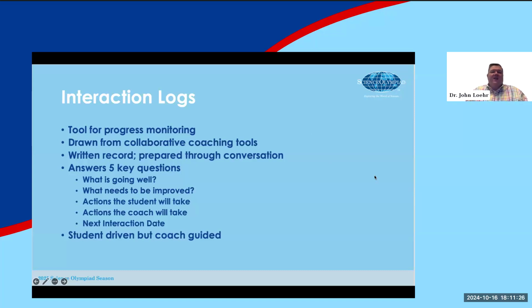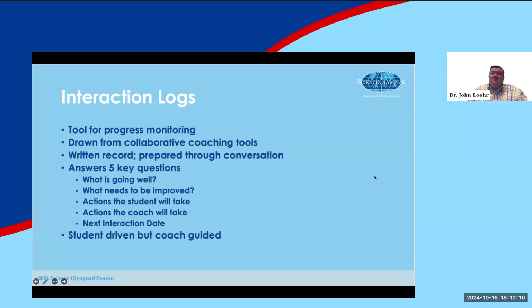The tool is the interaction log, and it's a tool for progress monitoring. It's something I've taken from when I was doing work as a collaborative coach. The idea is it's just a written record that you put together through conversation, with you as the coach and the kids working on a particular event. You're really settling 5 questions. You ask the kids what's going well, and they document that. What needs to be improved? This is both from their perspective and from your perspective.